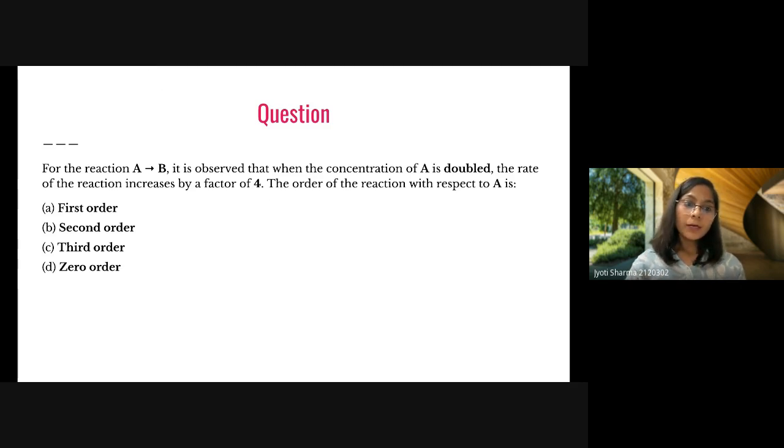Again, for the reaction where reactant A is giving the product B, it is observed that when the concentration of A is doubled, the rate of the reaction increases by a factor of 4. What is the order of reaction with respect to A? You have to tell me the order of the reaction. You just need to calculate m and n, and if you add that m and n, that will give you the order of the reaction. So how will you calculate this m and n? Because the rate is given now.